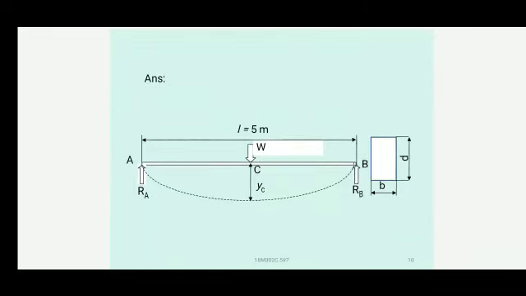According to the given data, we can draw a simply supported beam. The length of the beam is L, L is equal to 5 meters. At A, the reaction will be RA. At B, the reaction will be RB. Shown on the diagram, there is a simply supported beam with width B and depth D.